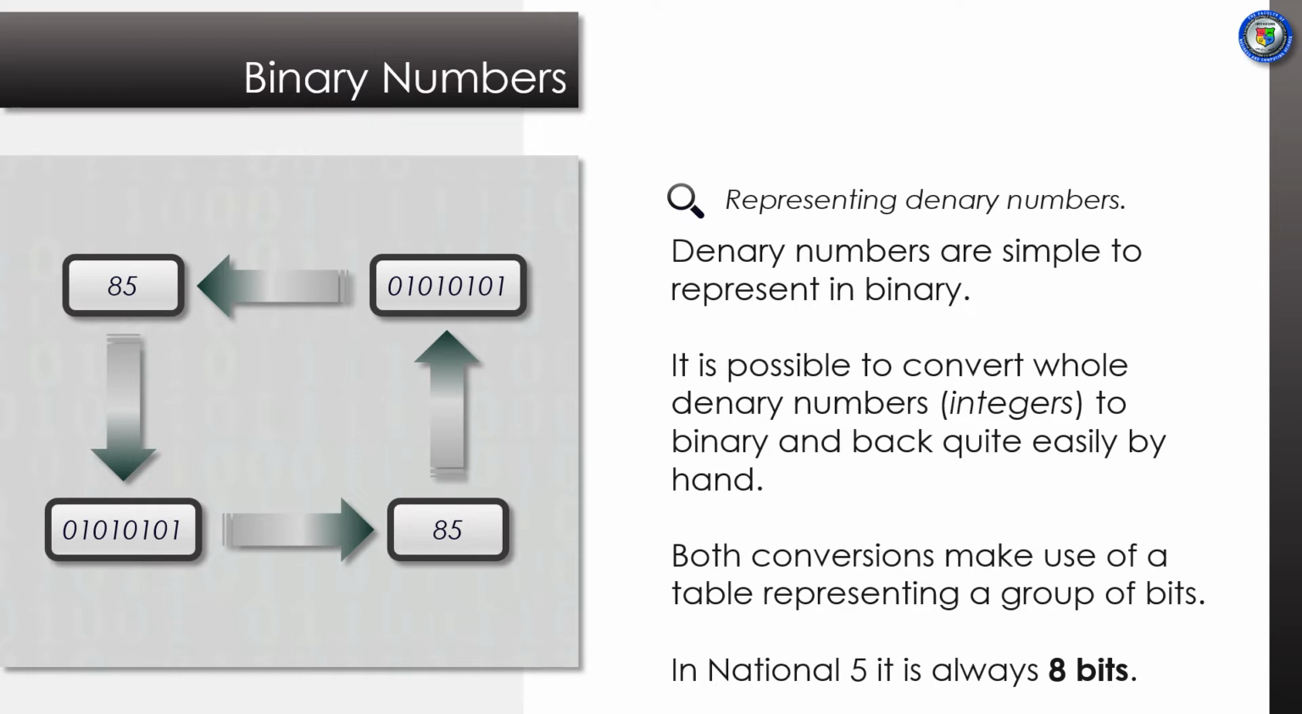Let's look at representing denary numbers. Denary numbers are relatively simple to represent in binary. It's possible to convert whole denary numbers or integers to binary and back quite easily by hand. Both of these conversions make use of a table representing a group of bits. At National 5, we always use 8 bits for this.